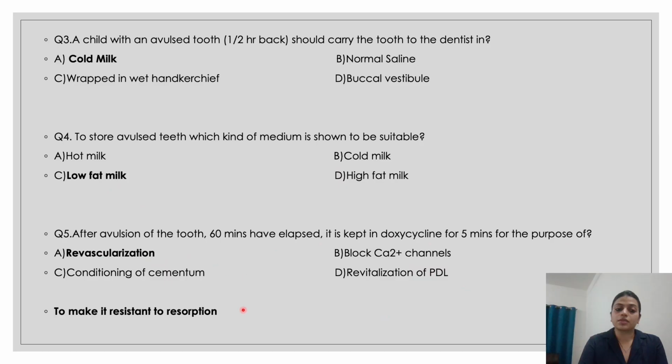Actually, the most appropriate option would have been to make it resistant to resorption. See, doxycycline helps in revascularization, but if the tooth was brought to us either before 30 minutes or before 60 minutes, that is 30 to 60 minutes of time period, it helps in revascularization. But if 60 minutes have already lapsed and then the tooth is brought to us, then it is to make it resistant to resorption so that any kind of complication does not take place. But since that is not given in the option, you have to go for revascularization.